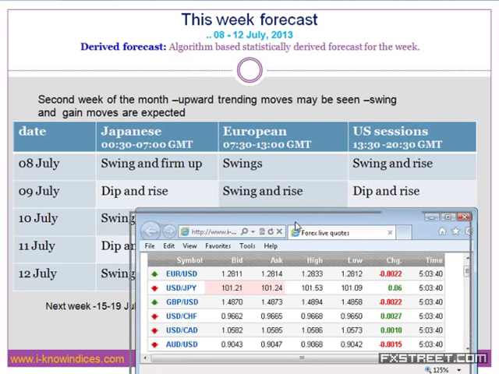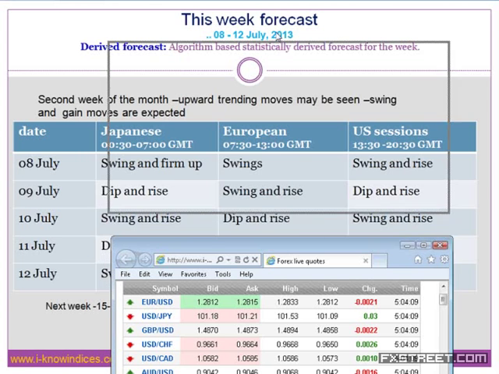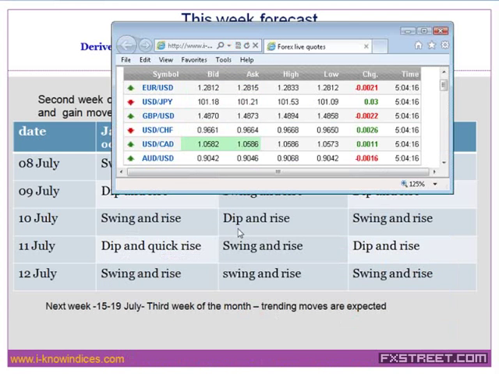Then tomorrow 9th they are expected to make a brief dip during the start of the day and make a visible rise, then swing and rise during the European session. Then a dip followed by a rise is expected during the US session tomorrow. Then 10th of July, swing and rise could be seen in the Japanese session and the dip and rise during the European session and swing and rise during the US session.